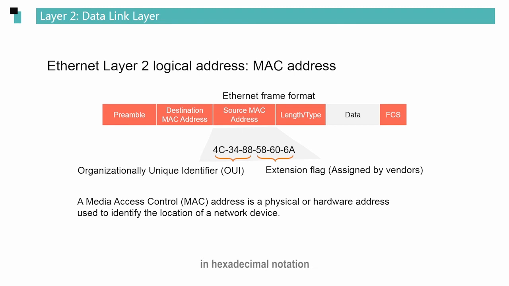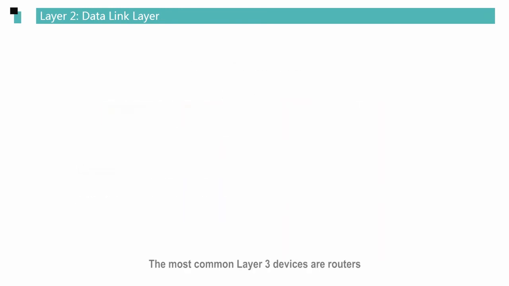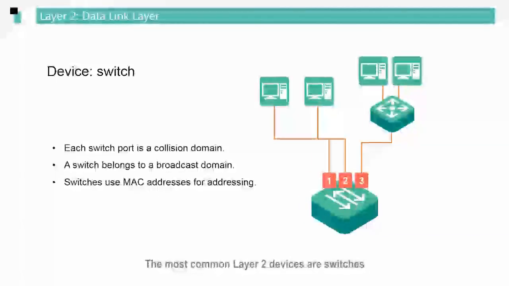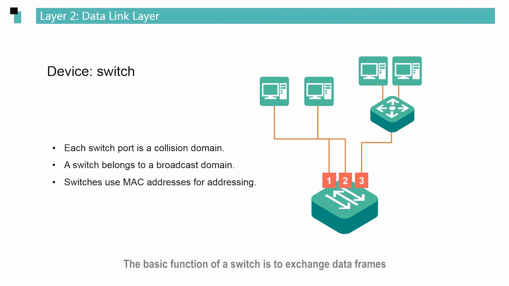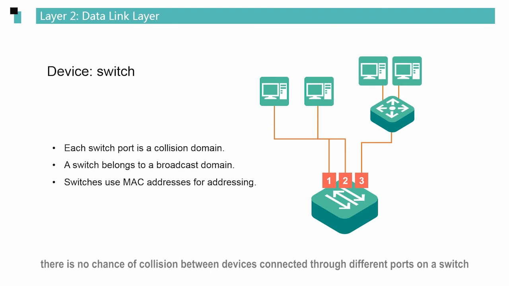The most common Layer 3 devices are routers. The most common Layer 2 devices are switches. The basic function of a switch is to exchange data frames. Each port on the switch acts as a single collision domain. Therefore, there is no chance of a collision between devices connected through different ports on the switch.